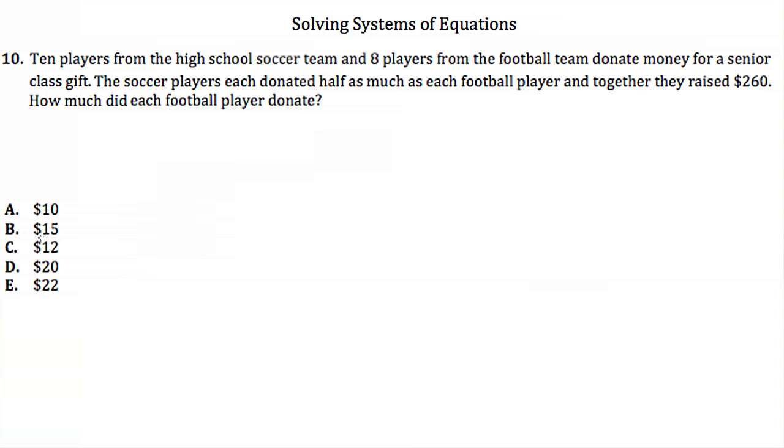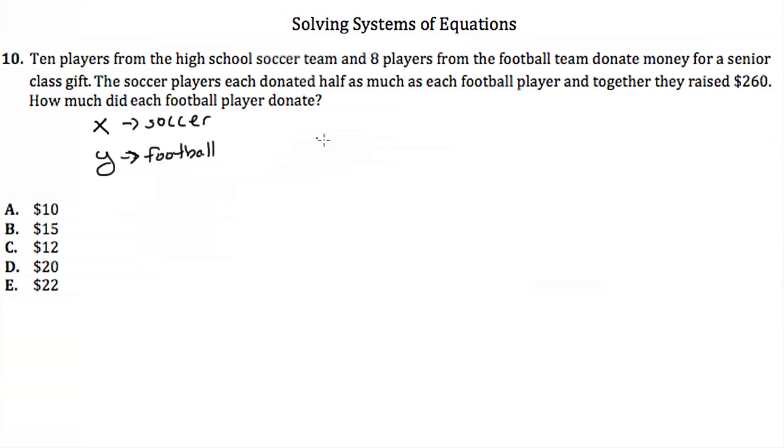And now for our final problem, problem 10. Here we're told that 10 players from the high school soccer team and 8 players from the football team donate money for a senior class gift. The soccer players each donated half as much as each football player, and together they raised $260. How much did each football player donate? Well, let's call X the amount that the soccer team donated per person, and Y the amount that the football players donated per person.